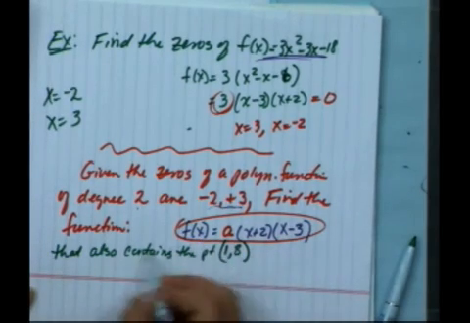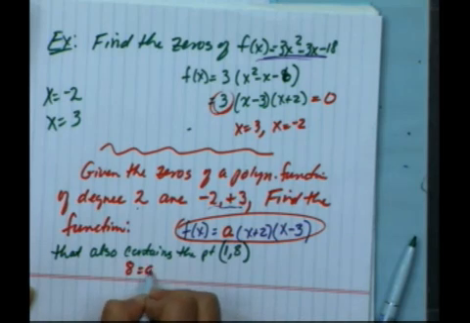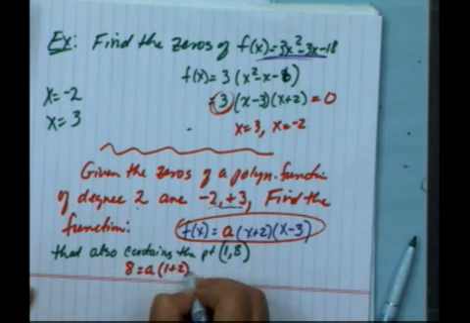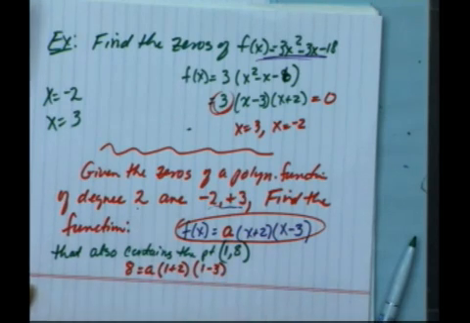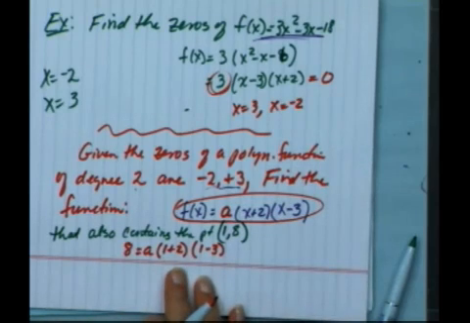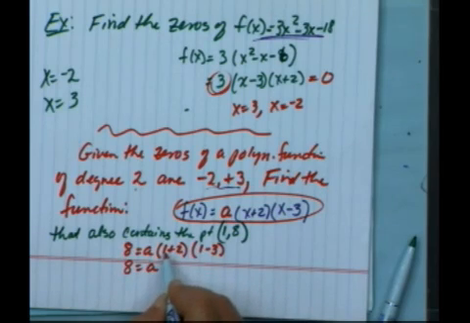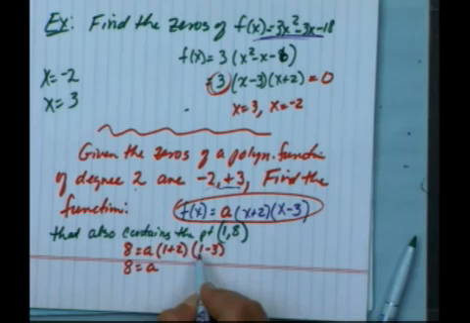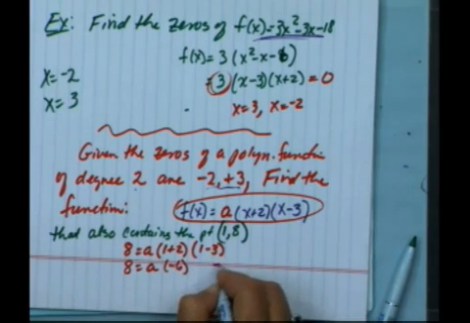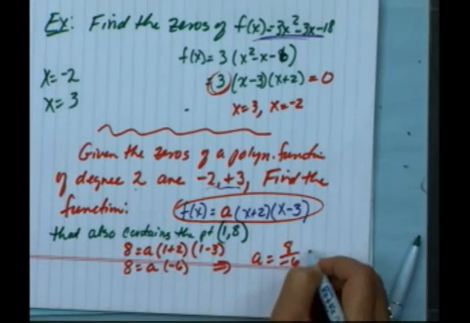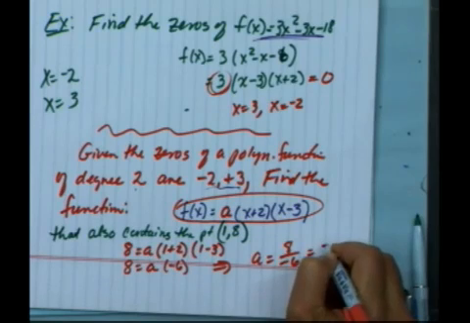You are very good. So 8 is equal to a times, and in the place of x, I'm going to put a 1: (1 plus 2)(1 minus 3). And see, now I have an equation with just one unknown. So 8 equals a times 3 times negative 2. 1 plus 2 is 3. 1 minus 3 is negative 2. So 3 times negative 2 is negative 6. So a then is equal to 8 divided by negative 6, or if you wanted to reduce that, that would be negative 4/3.